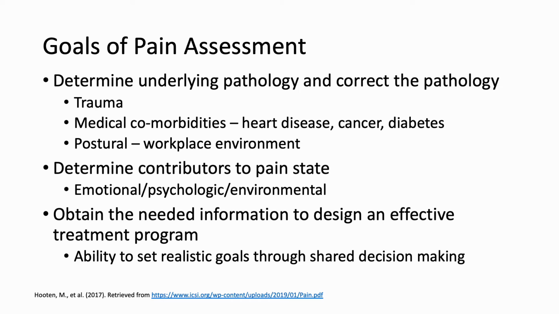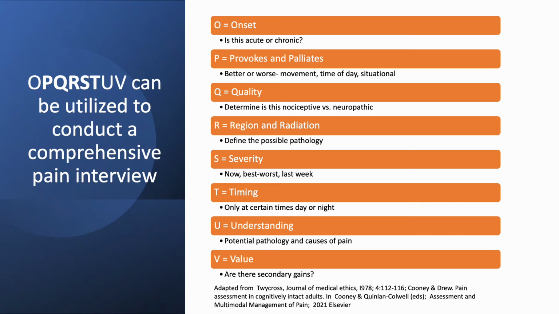And we can use different tools. I tend to use the OPQRST-UV. Now, the PQRST was actually brought forth by Twycross in 1978 when he was looking at cancer-related pain. Other people have added the O, the TUV, but really, we're going to look at: is this acute or chronic?